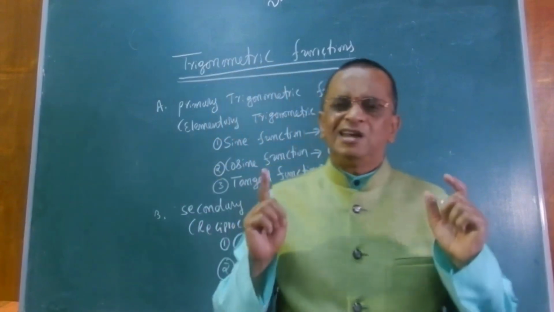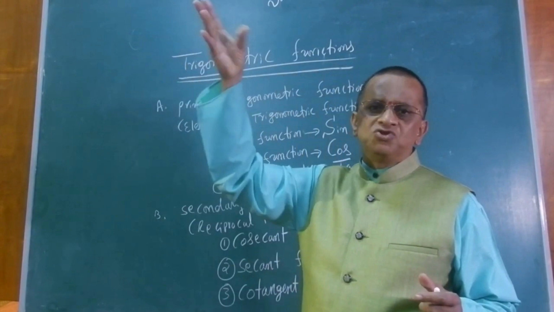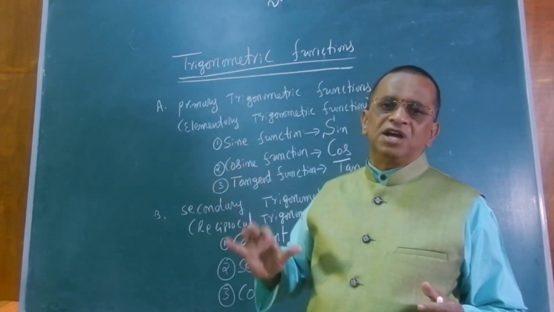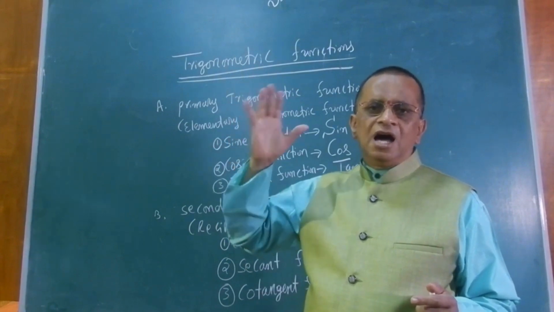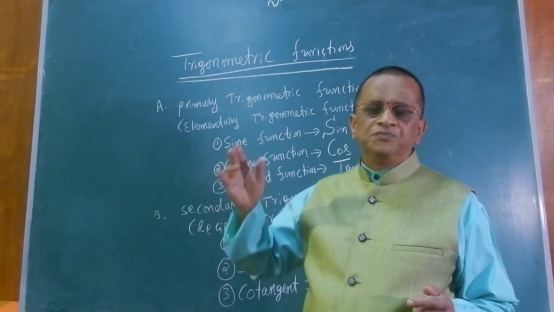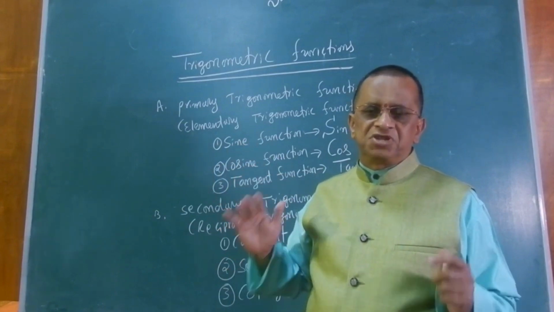Therefore, there are 6 trigonometric functions. They are sine, cos, tan, cosec, sec, cot. Sine, cos, tan are primary trigonometric functions. Cosec, sec, cot are secondary trigonometric functions.